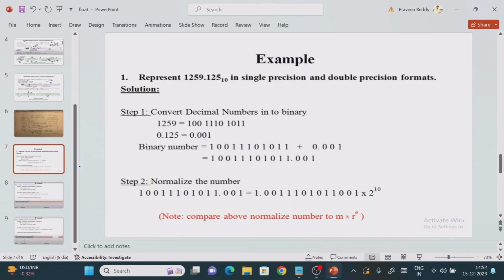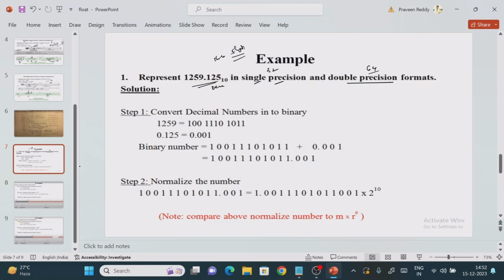Now if you don't understand, we will take a problem so that you will understand. The given question is a decimal number which needs to be represented in single precision as well as double precision using the IEEE floating point representation. Single precision means 32 bit, and double precision means 64 bit representation.